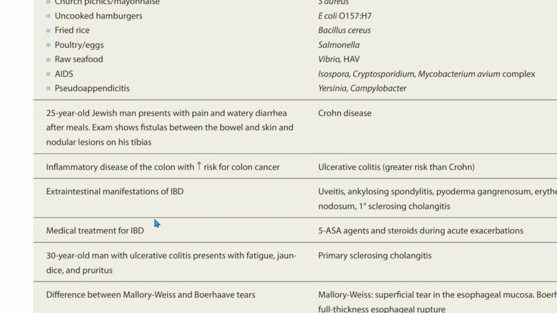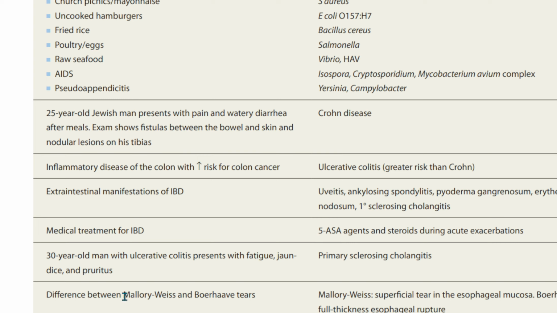The inflammatory disease of the colon with an increased risk for colon cancer is ulcerative colitis. It is a greater risk than Crohn's disease.